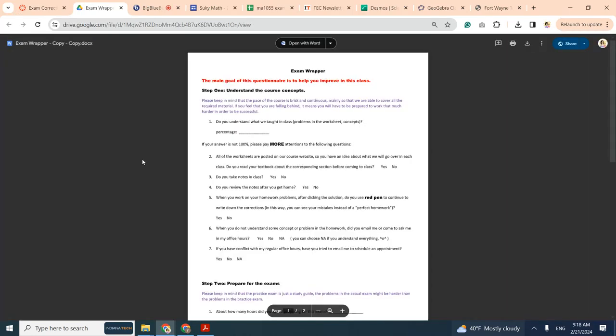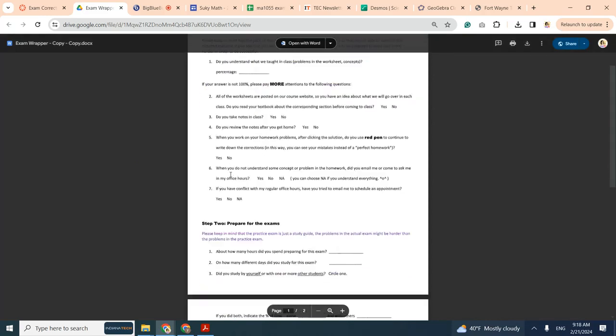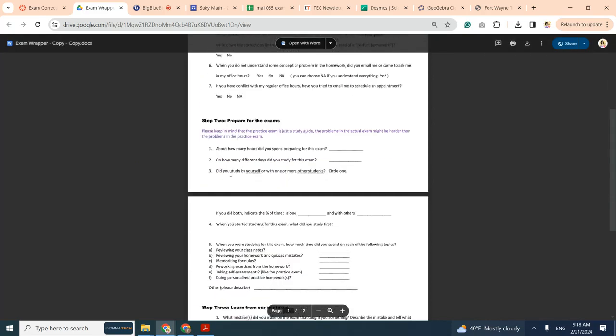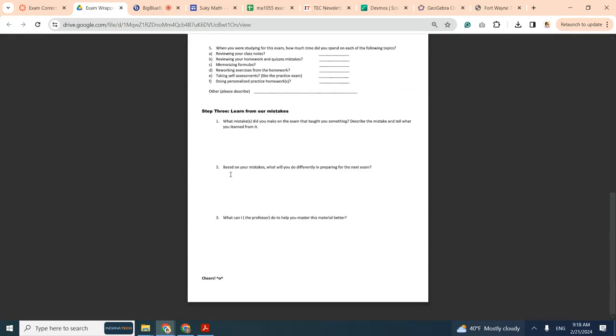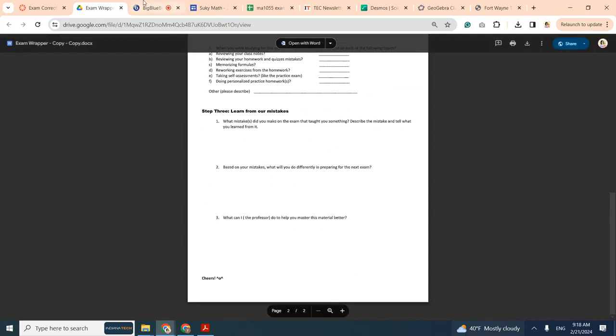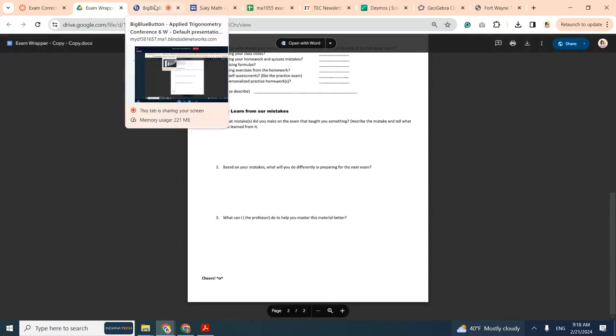Exam wrapper. You see, this is a link. It's like a survey. It asks how did you study for the exam? What mistakes did you learn from on the exam? How will you prepare differently for the next exam? And how can I help you? Everybody clear? Exam correction and exam wrapper are due after 1 week. So you have 1 week to do the corrections.